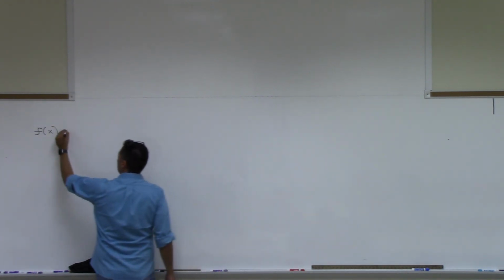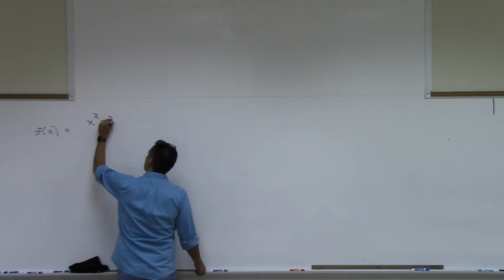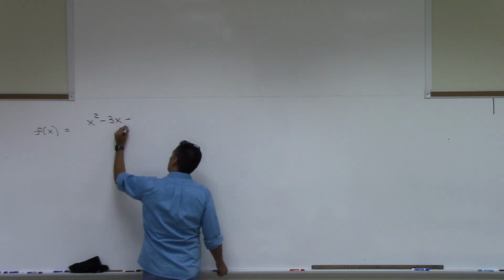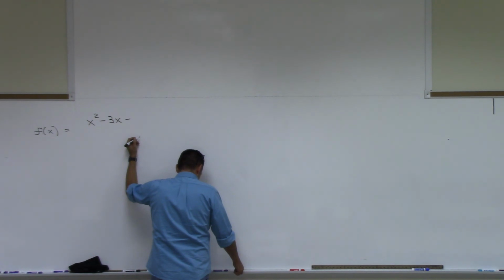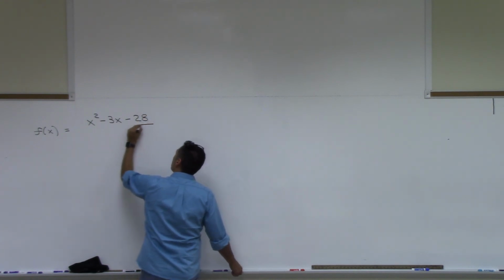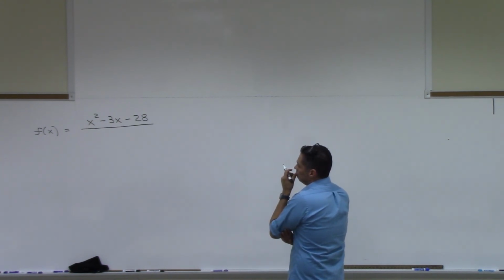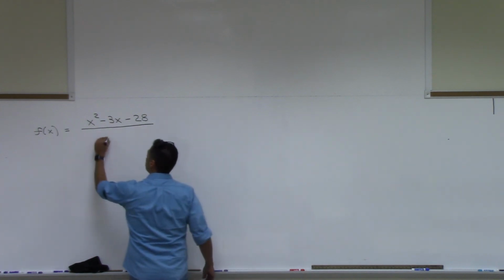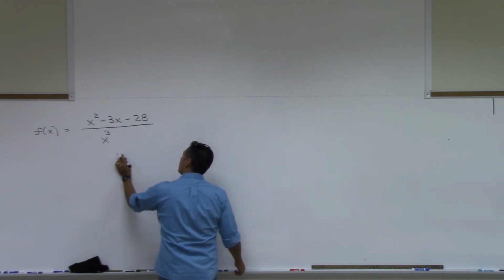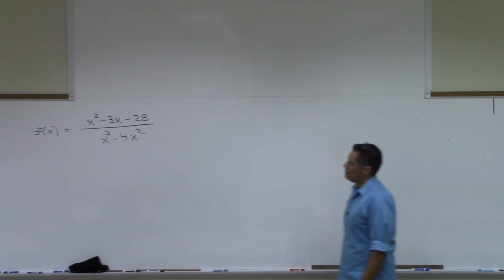So here's what I want us to look at. How about this one? x squared minus 3x minus, what do I want here? 28, over x cubed minus 4x squared. That's a cubed here.